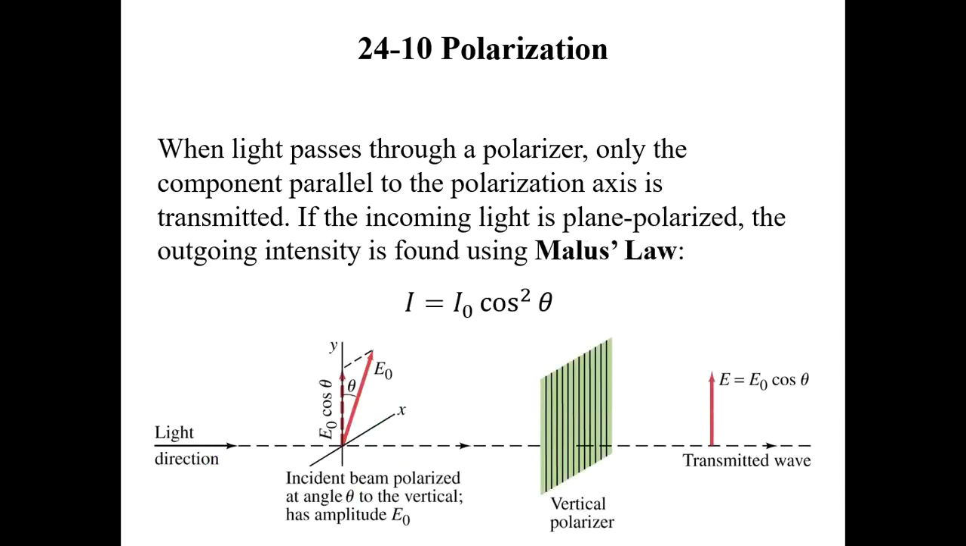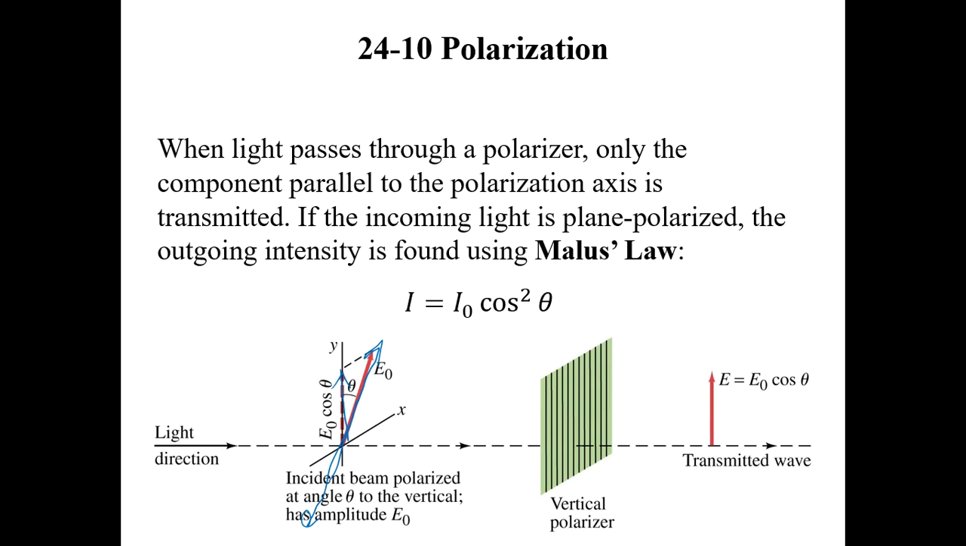Now, what if the light is already polarized? Let me back up for just a second. This figure down here actually really well describes what I was just talking about. If you have light that is polarized at some angle, then you just take the vertical component of that, and that comes through where any horizontal component is cut out. And so it only allows the vertical component to be transmitted.